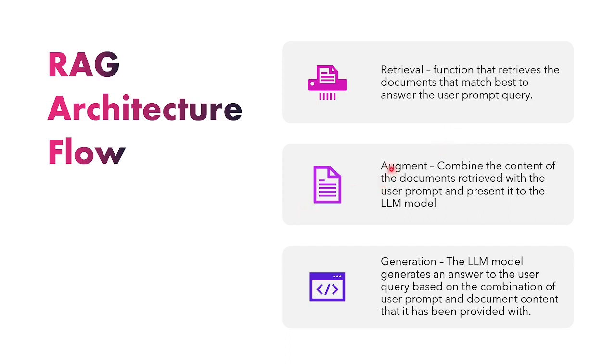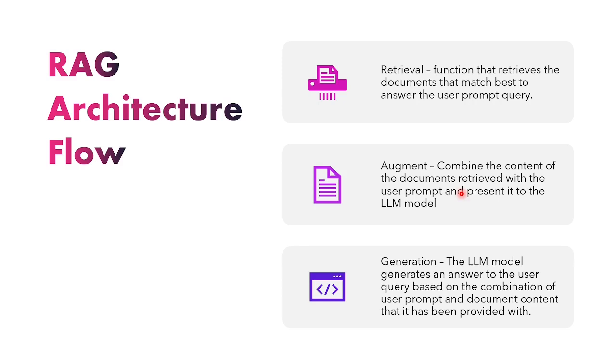Secondly, let's refer to the augment step. The augment step is going to combine the content of the documents retrieved with the user prompt and present it to the LLM model. So from the augment step, what this architecture is going to do is it's going to take in chunks, important keywords from the content of the PDF document that contains the review of the Creek Hotel in Dubai, and it's going to combine them with my user prompt, which was essentially tell me something about the Creek Hotel in Dubai.